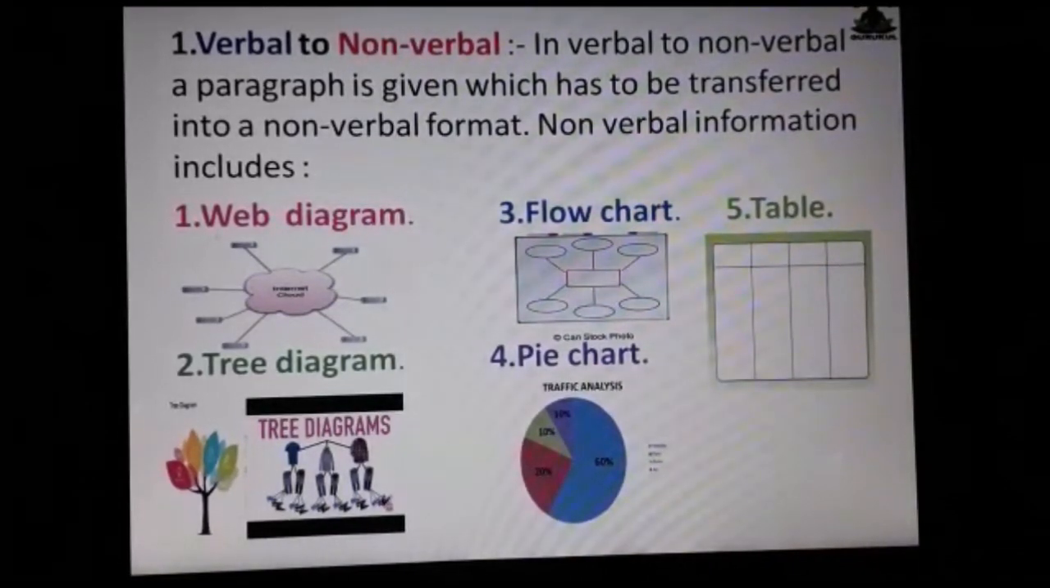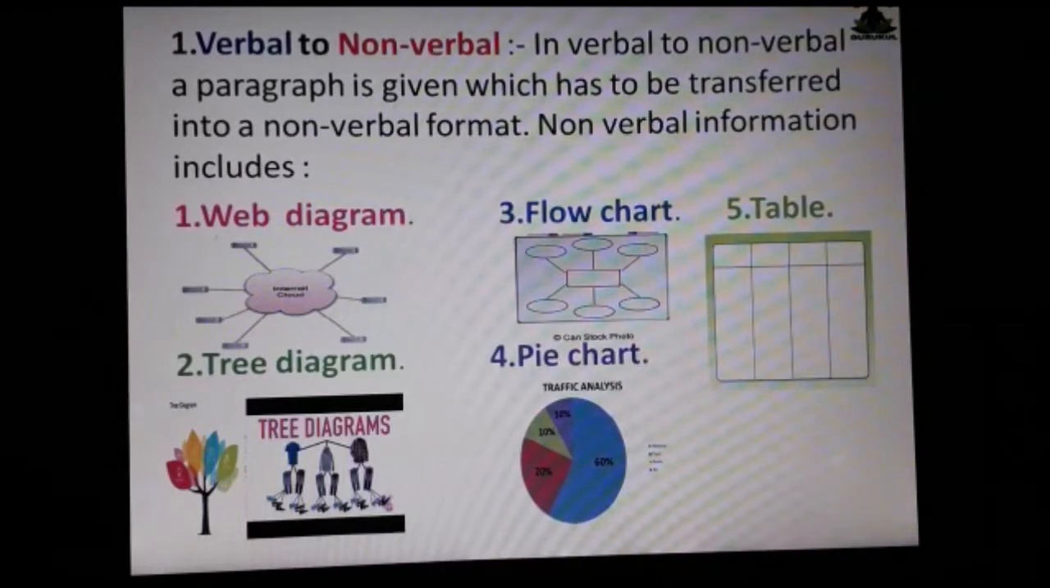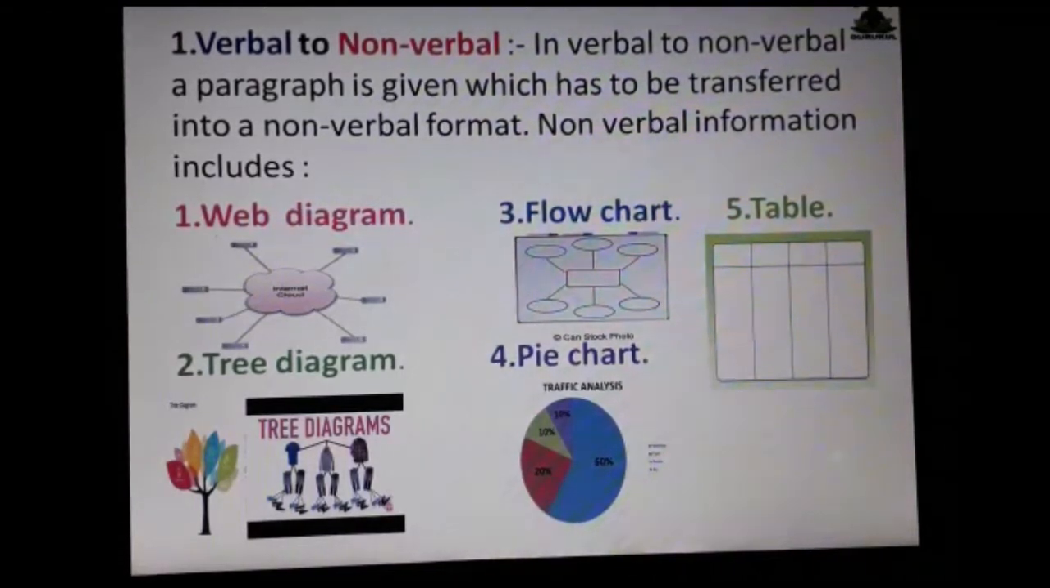In verbal to non-verbal, a paragraph is given which has to be transferred into non-verbal format. A paragraph, that means verbal means a paragraph is given to you, maybe 8 to 10 lines or 12 lines, related to a particular information, and that information is to be converted into non-verbal format. Now non-verbal format means what? You have to put that information in the various forms shown on the chart.